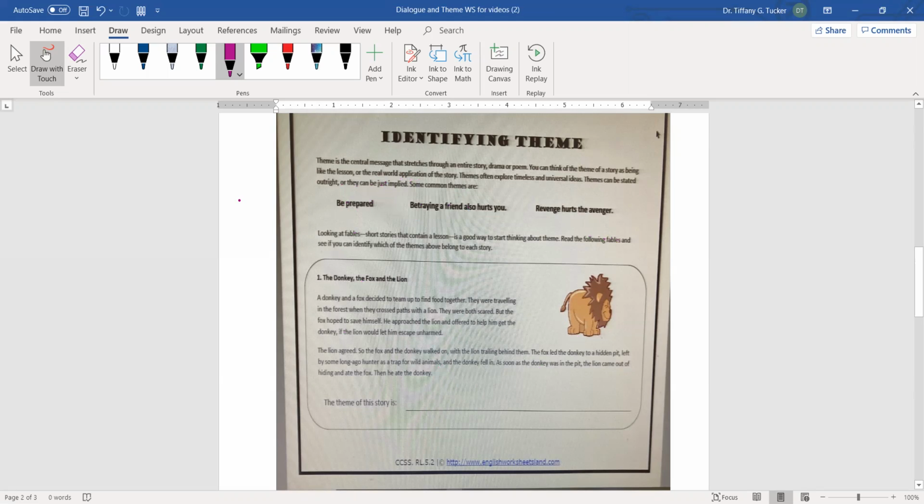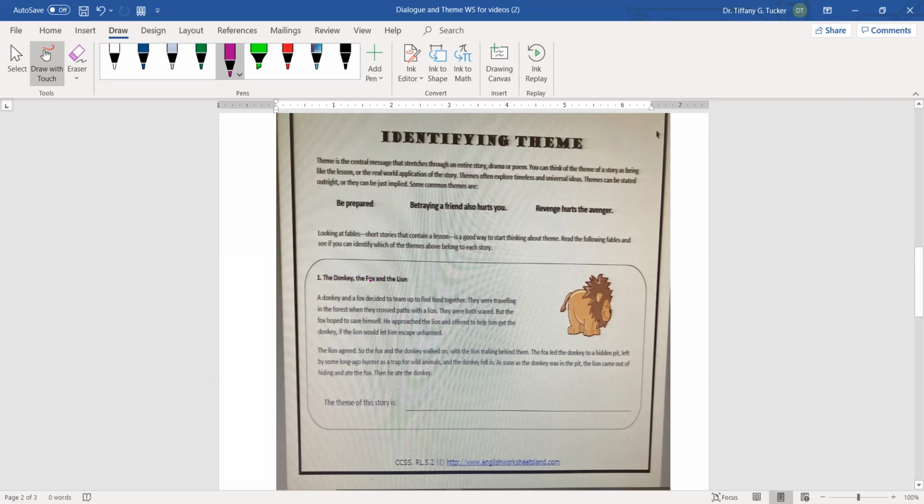So we're going to use this short text below. This is something that we call a fable. Fables are stories that will always contain a life lesson or a theme. So we're going to use this fable below, and we're going to decide based on the text evidence which one of these above themes goes with this story. So follow along with me.